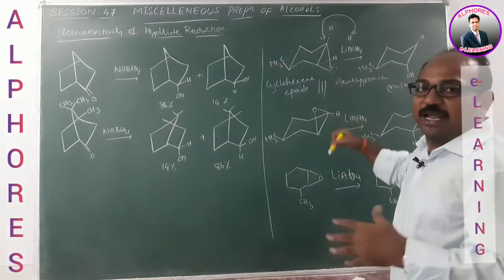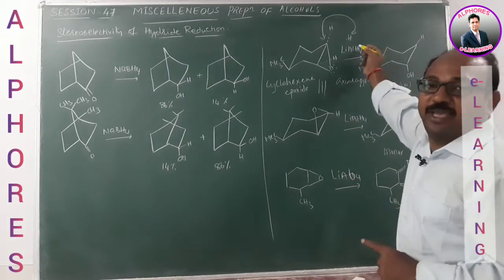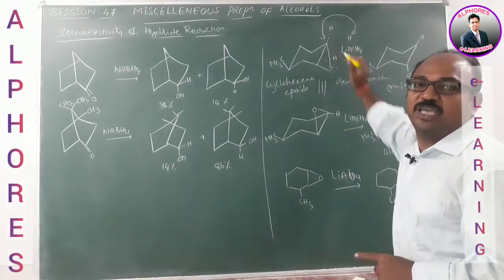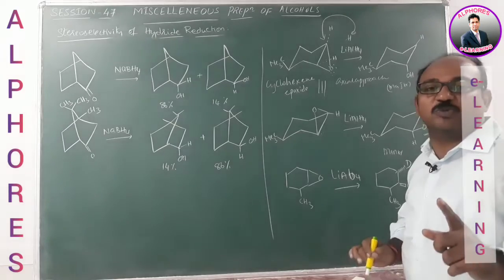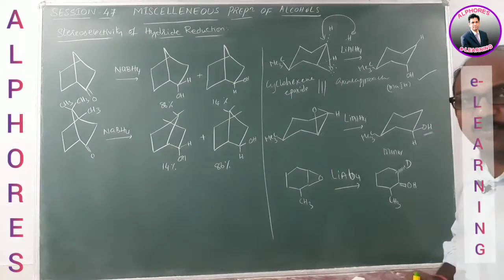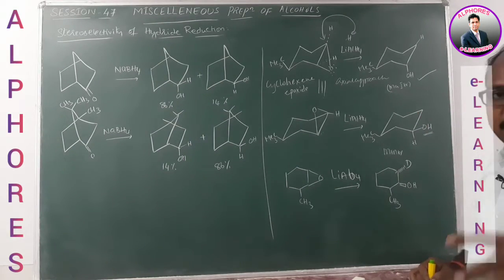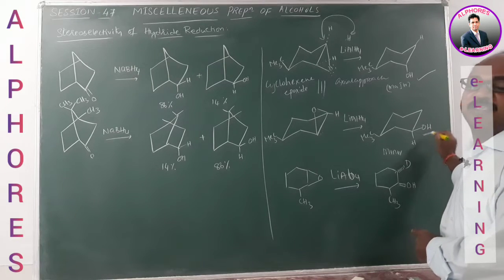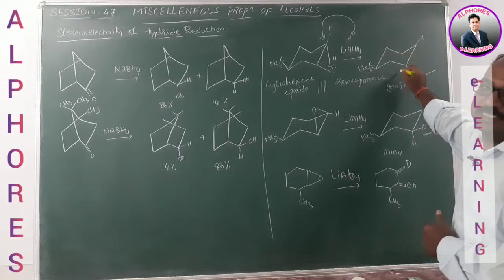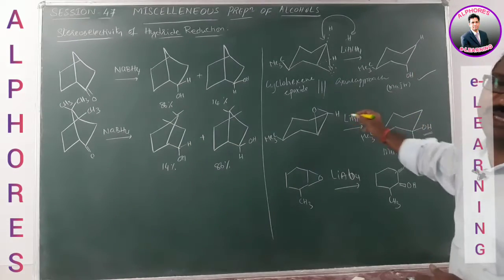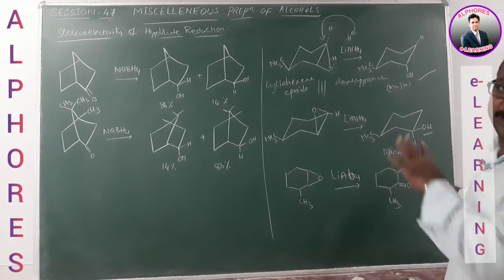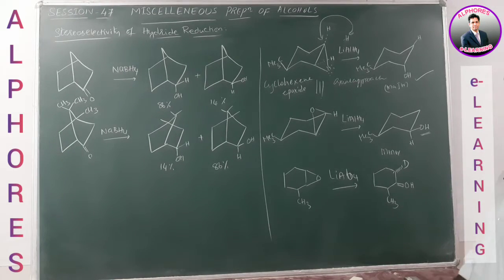So in this case what I am trying to explain here: only axial approach is possible, equatorial approach is not possible, or we can say less possible. That means you are getting this one as the minor product, and you are getting the major product from axial approach, the axial alcohol major, and from equatorial approach, the equatorial alcohol, that is minor. Let us see one more example here.